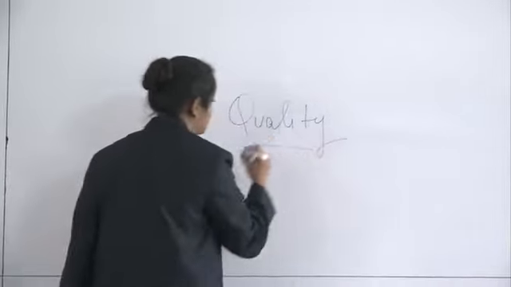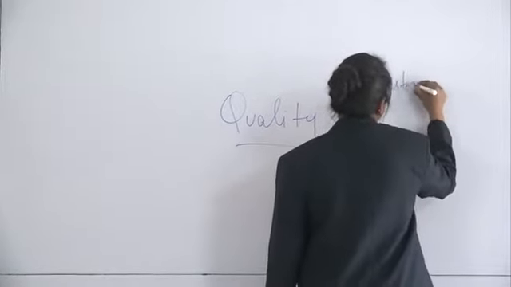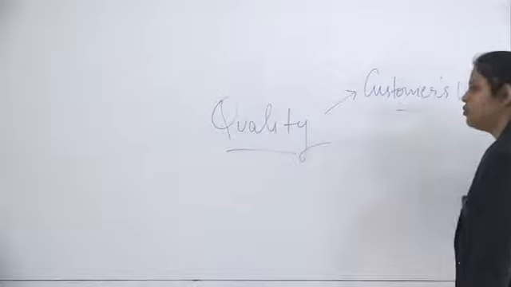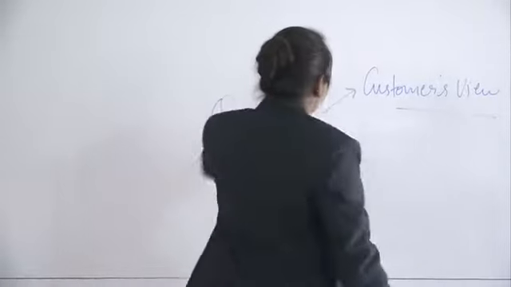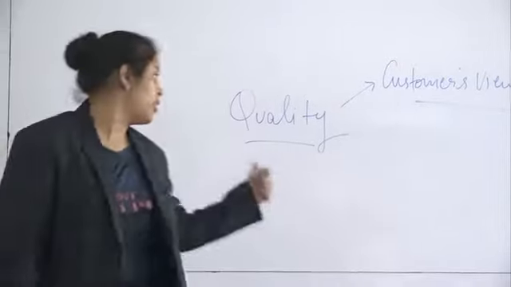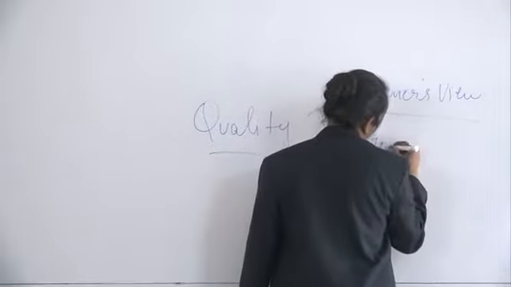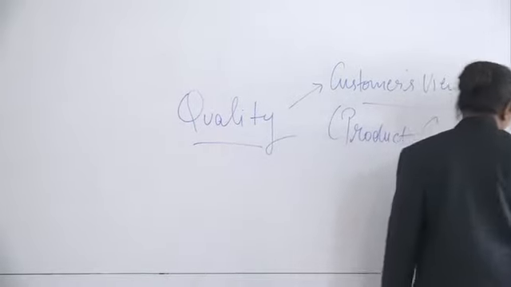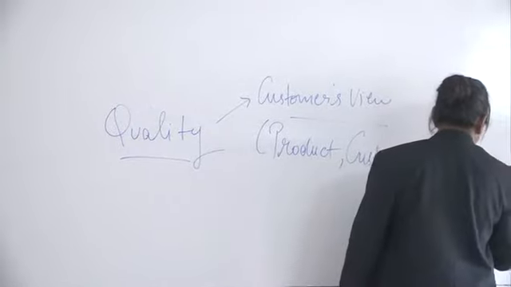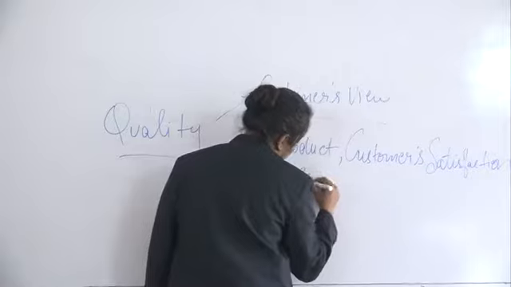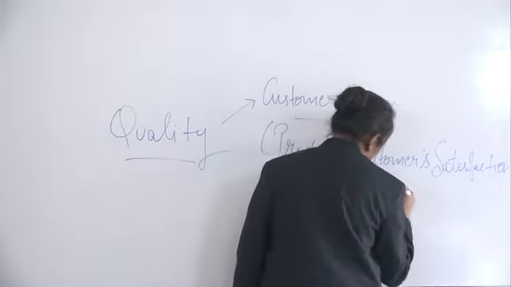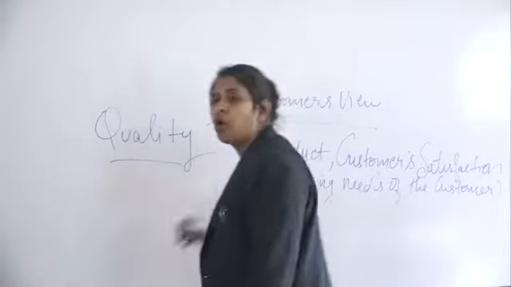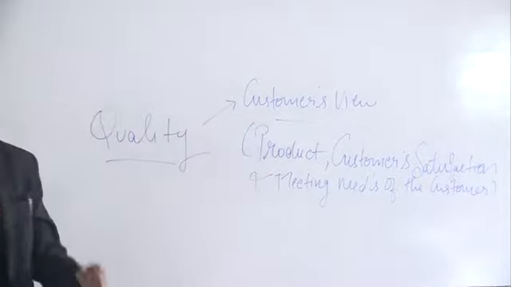So quality has 5 perspectives. The first is the customer view. Quality with regard to the customer view, I'll tell you one thing: the customer view related to quality is product satisfaction and meeting the needs of the customer. This is all included in the customer's view related to quality.